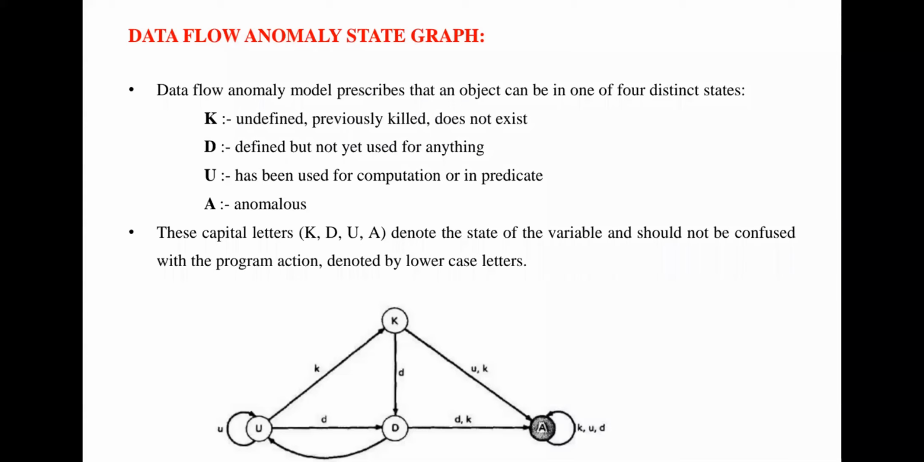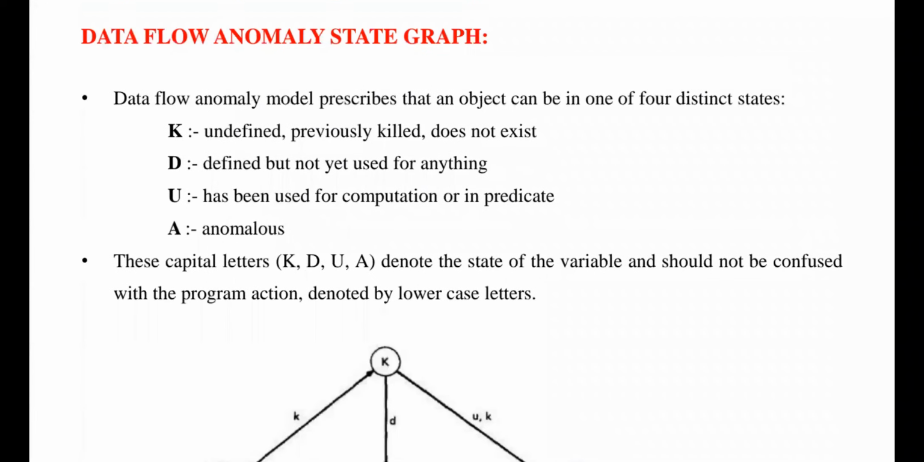The node can be a killing state, a defining node, a usage node, or an anomaly node. So a state graph represents only the 4 nodes: K, D, U, A. Data flow anomaly prescribes that an object can be in one of 4 distinct states. Compulsorily, the data flow anomaly state graph nodes contain only these 4 nodes: K, undefined; D, defined; U, usage; A, anomaly.